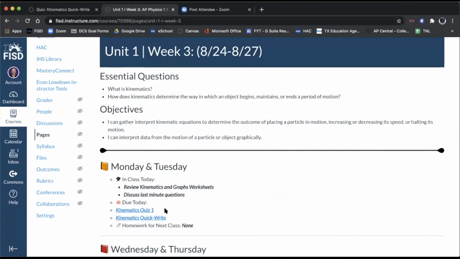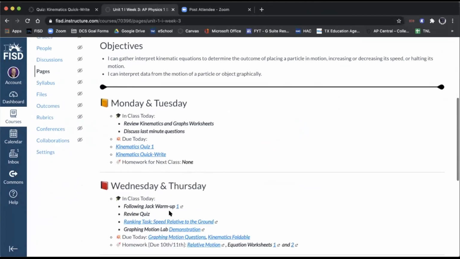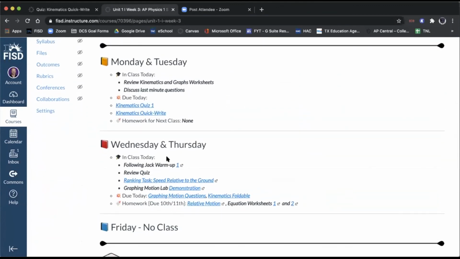On Monday and Tuesday, you did your quiz and your quick write. Done with that. Now, Wednesday and Thursday, we did the warm-up, the quiz review, I gave you some notes, and then we did the relative to ground ranking task.